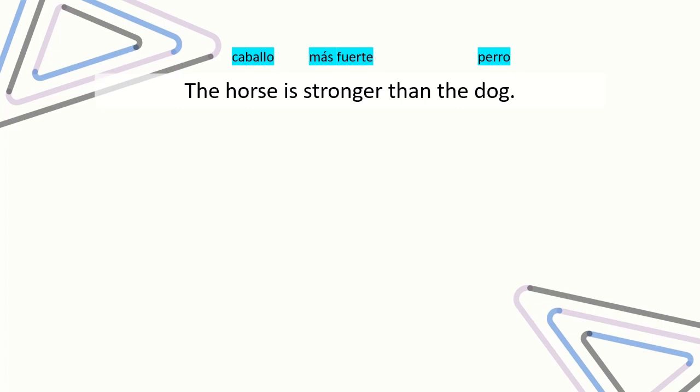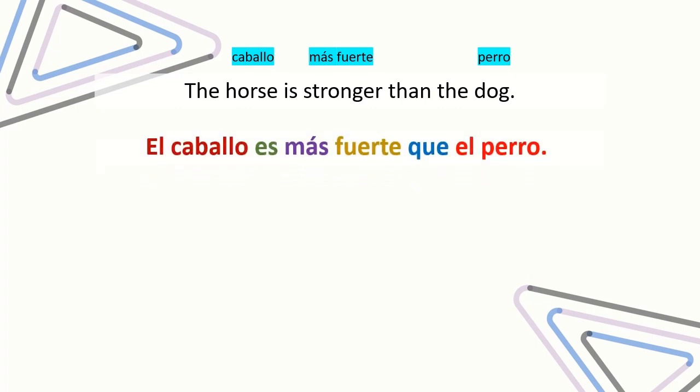So keeping that in mind and that this is a positive structure using an adjective, how will you say it in Spanish? There you go. El caballo es más fuerte que el perro.